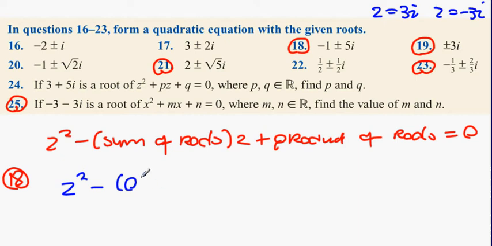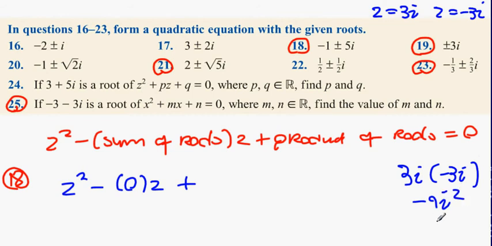So 0z, plus the product being 3i multiplied by minus 3i. And that gets you minus 9i squared, which in turn is plus 9 because i squared is minus 1. And then your formula is going to be z squared plus 9 equals 0. Okay, so that's quite handy.